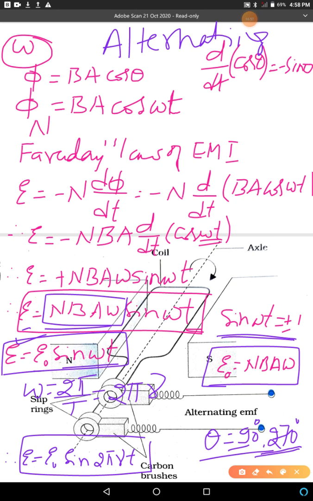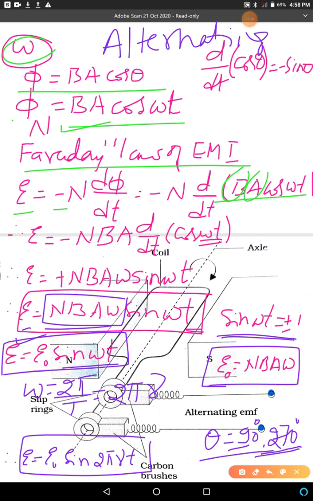You know the magnetic flux will be equal to BA cos theta. At any time t, let omega be the angular speed. Therefore the magnetic flux phi will be equal to BA cos of theta, that is omega t, equal to BA cos omega t. If the coil has n number of turns, then from Faraday's law of electromagnetic induction, the induced EMF epsilon will be equal to minus n into d phi by dt, that is minus n into d by dt of BA cos omega t. B is constant, A is constant, so take them outside. Therefore the induced instantaneous EMF epsilon will be equal to minus n BA d by dt of cos omega t.